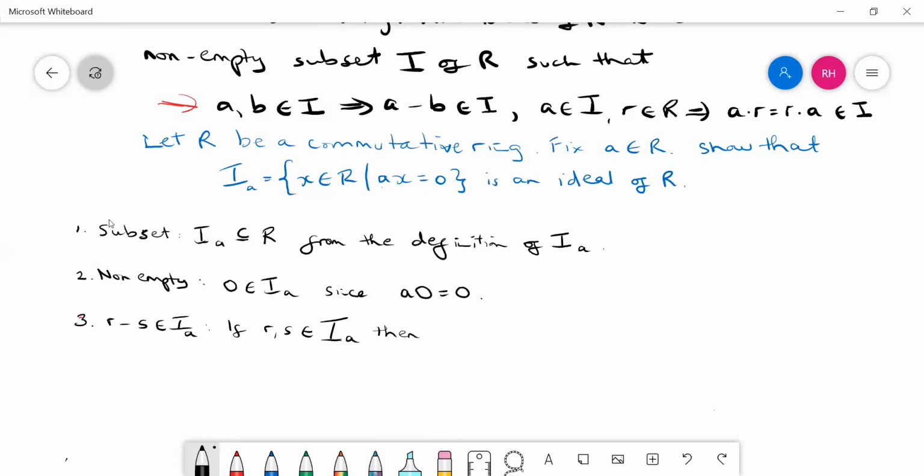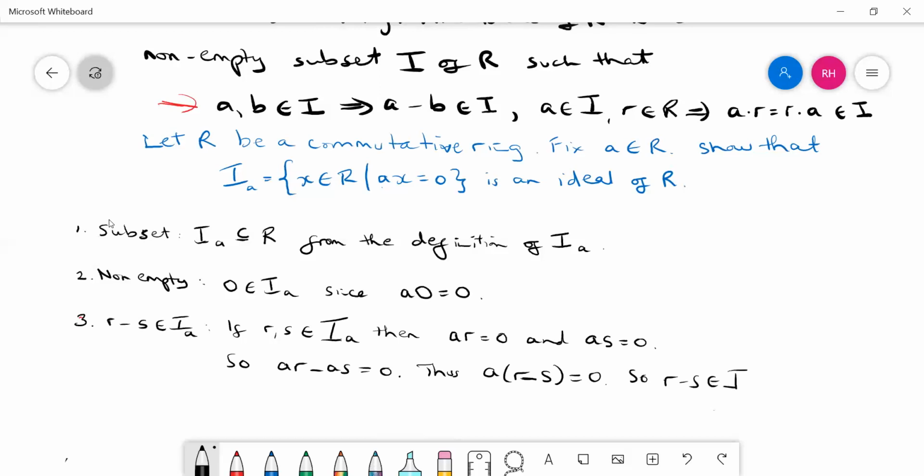Then AR equals 0 and AS equals 0. I'm just following the rule that's in the set I little a. So AR minus AS equals 0. Thus, now we're using the distributive law, which is part of one of the rules for a ring. So R minus S is an element of IA. That's good.